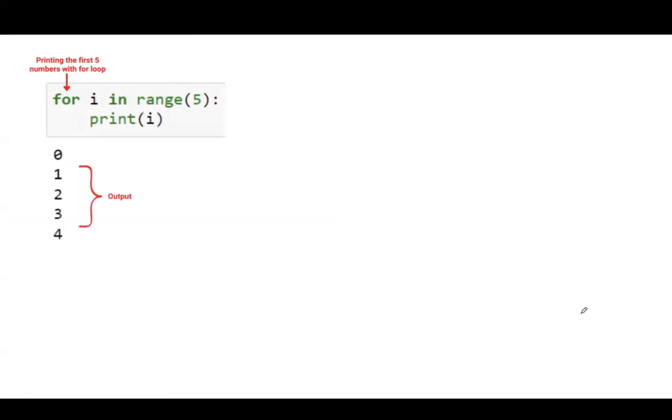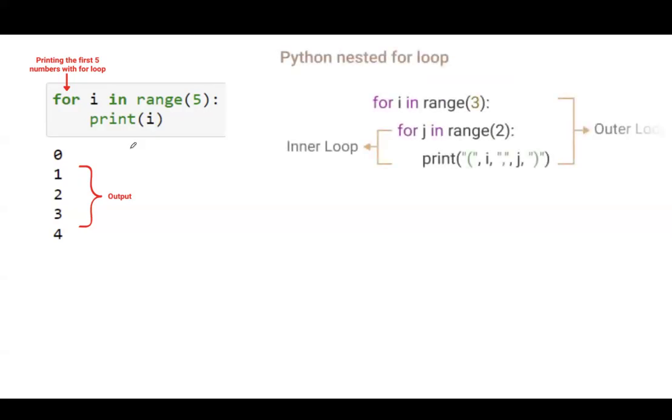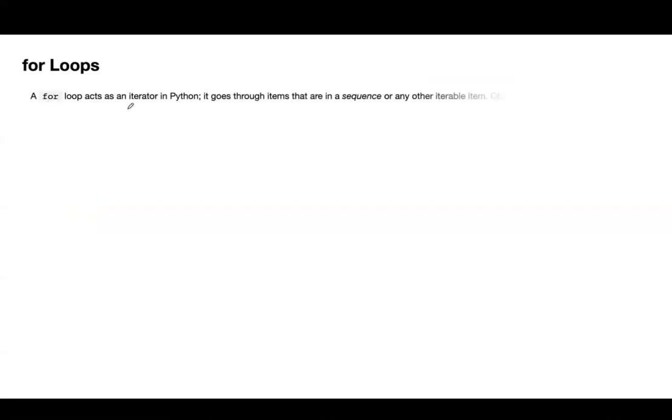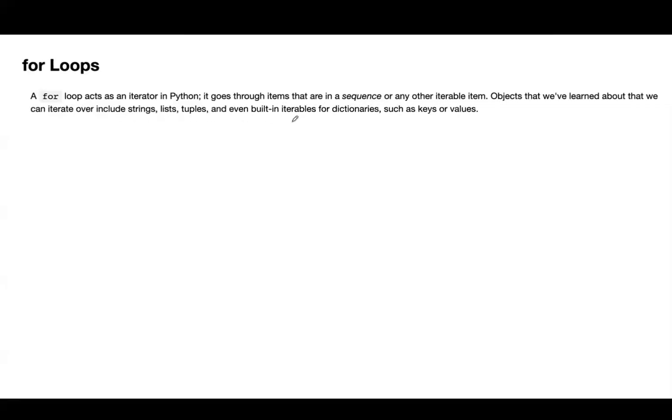We're going to add more complexity to our function using for loops. For example, here, for i in range 5, print i. We can add more complexity to for loops by using inner loops and outer loops. Later on, we're going to discuss this in our class. So let us begin with for loops. A for loop acts as an iterator in Python. It goes through items that are in a sequence or any other iterable item. Objects that we learned about that we can iterate over are strings, lists, tuples, and even built-in iterables like dictionaries, such as keys and values.